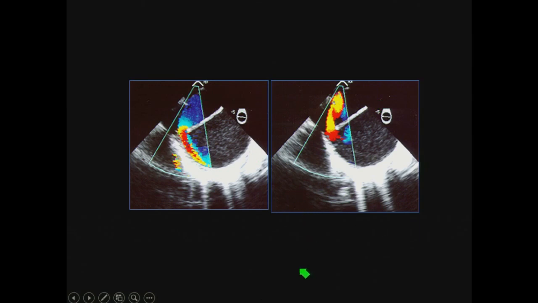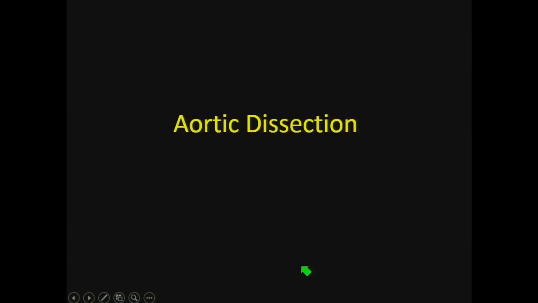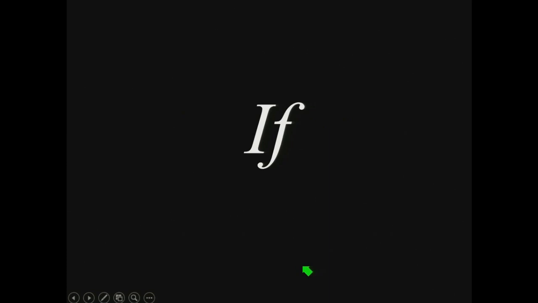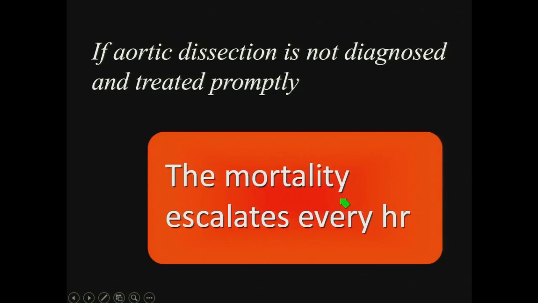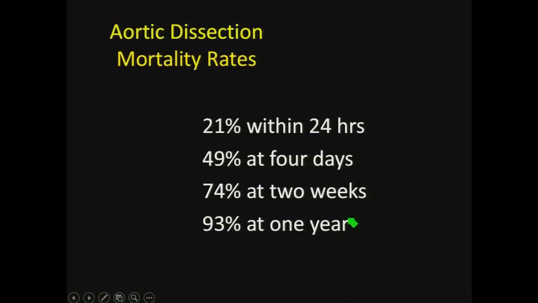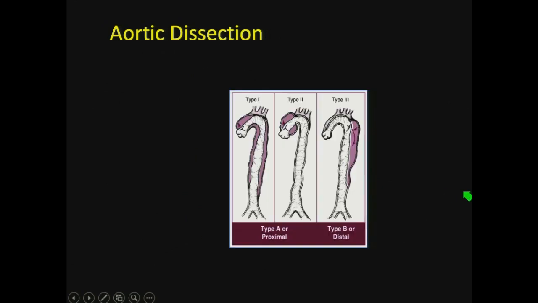Here is a descending aorta, flow going from the true lumen to false lumen, and then coming back, and here is an intimal flap. Aortic dissection, one would say, if not diagnosed promptly, the mortality escalates every hour. These are some numbers. If it's not prompt, particularly ascending aortic dissection, not treated, close to a quarter die within 24 hours, and then more and more. It's a bad disease, that you know already.